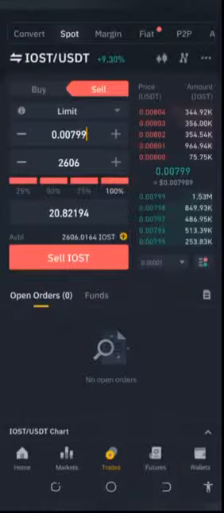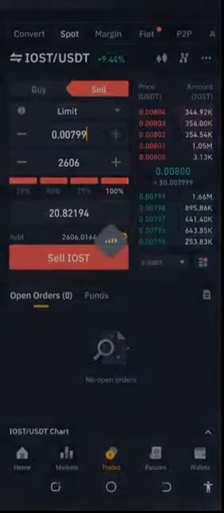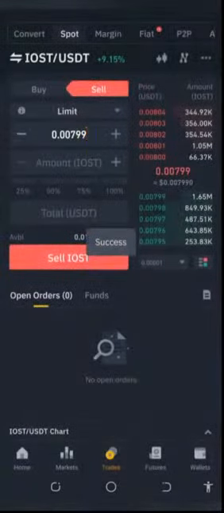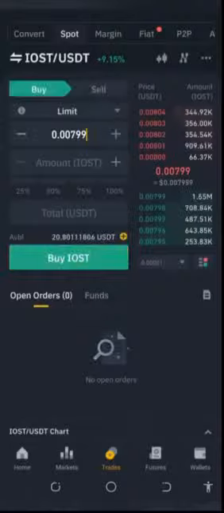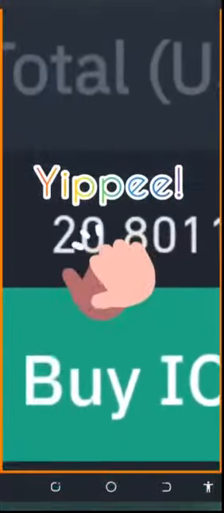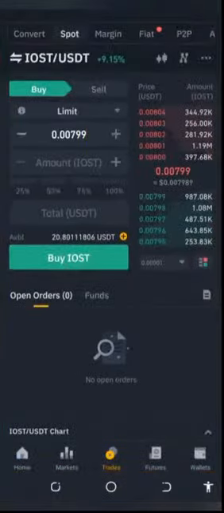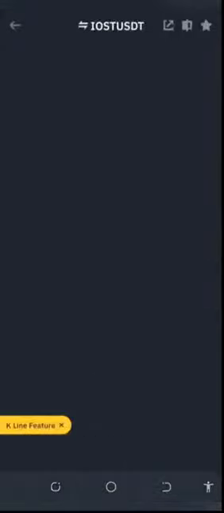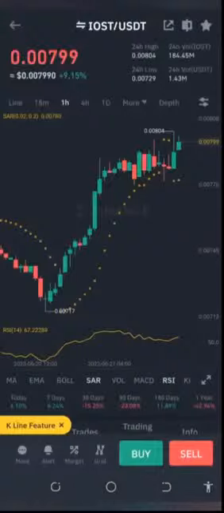And let's see if we can actually sell and see what we can get. Let me see. Wow, this is great. Let's go ahead and sell. Wow, did I get it sold? Did I get it sold? Yippee, we got it sold. Wow, what happened to IOST? It went all the way up. Look at it.